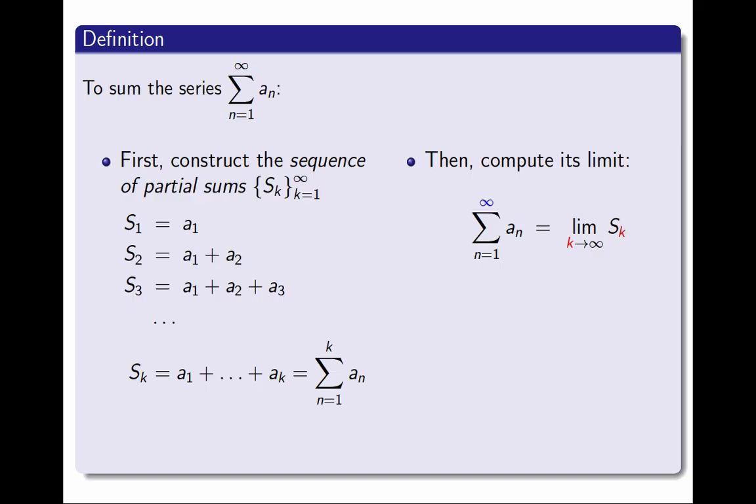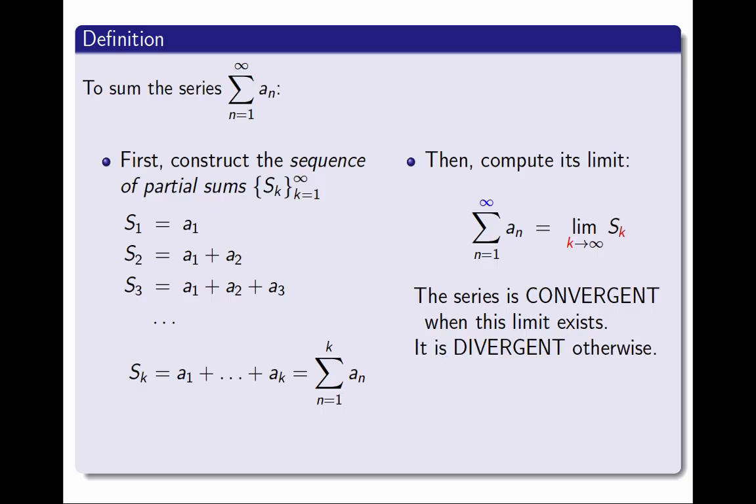Now, the first part, computing finite sums, no problem. That's something we can always do. But the second part, the limit, may or may not exist, like all limits. If this limit exists, then we say the series is convergent. And that means, in that case, the series represents a number. But if the limit does not exist, we say the series is divergent. And that means, in that case, the series is not a number.